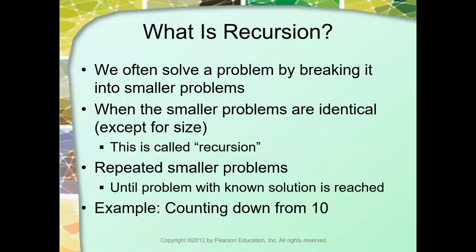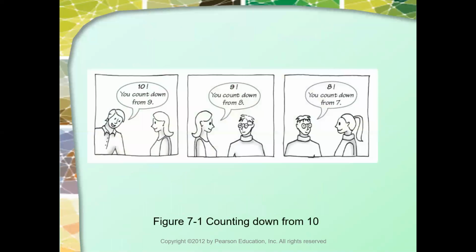The idea about recursion, and this is the beautiful thing about it, is it's a way of solving a problem by breaking it into smaller problems that are actually fairly similar. And when the smaller problem is identical except for size, then that's called recursion. And you keep doing that, breaking it into smaller and smaller pieces, until the known solution is reached.